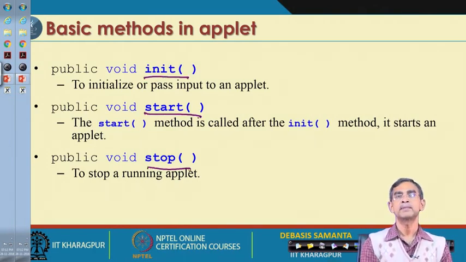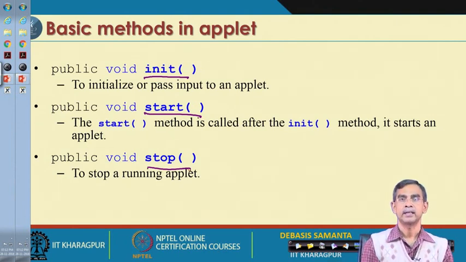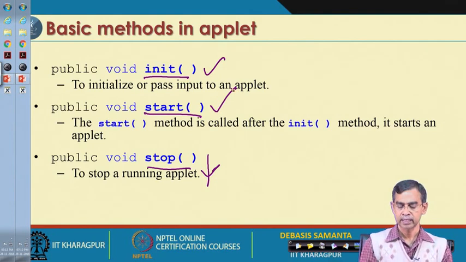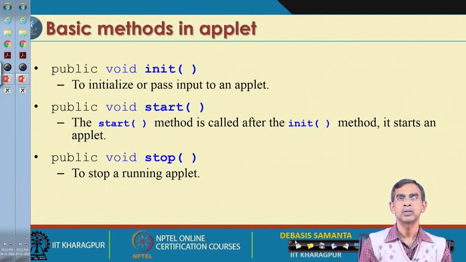The init method is used to initialize an applet before viewing it, and the start method follows the init method. Once the initialization is over, the start method will start execution of the applet, and stop is used while an applet is running, so if you want to stop it, you can use it. So these are the 3 methods that we can use. As I told you, these are methods to override, meaning we have to write the code for these methods in our own applet program.